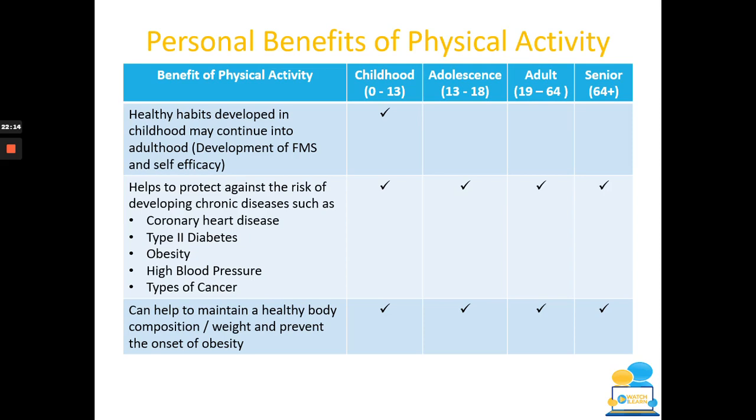Another benefit is to be able to maintain a healthy body weight or body composition, and this will prevent the onset of obesity. So our point that we're trying to make, or our factor, is that we're preventing the onset of obesity. And then if we look at our discussion, so we're looking at our evidence of how we're doing this, we are preventing obesity by maintaining a healthy body composition or body weight. And again, universal across all of the age groups.